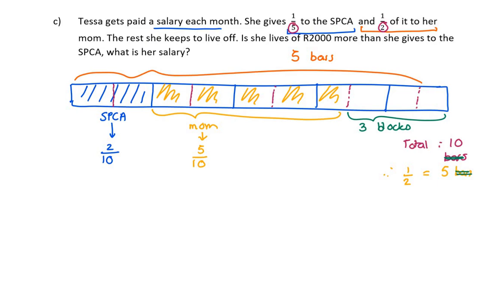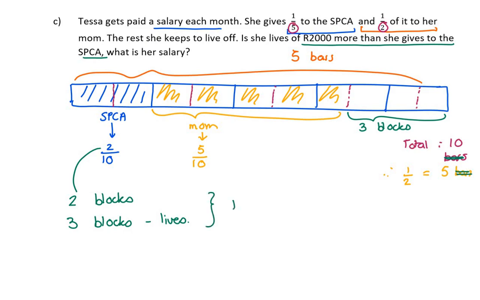Now it says she lives off 2,000 Rand more than she gives to the SPCA. So basically 2 blocks is the SPCA, and she lives off 3 blocks. This is what she lives off. Now this question says she lives off 2,000 Rand more. So therefore 3 blocks is 2,000 Rand more than 2 blocks. So if I compare these, she lives off 1 block more.